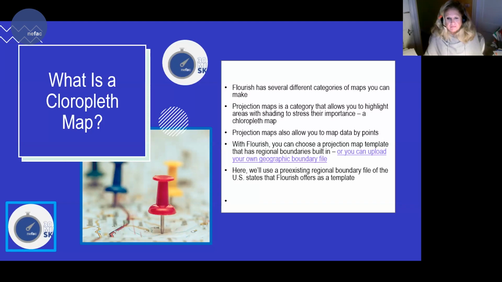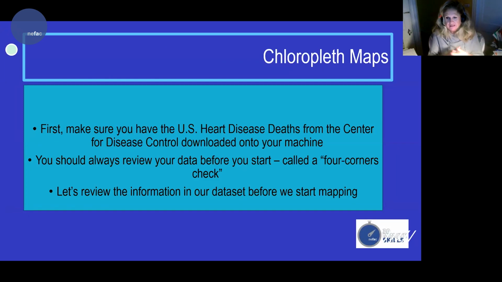A choropleth map is a map that's part of the projection map set of templates in Flourish, and it shades regions or geographic elements based on different data points. So you'll see when we make this heart disease data map, we're going to look at where the most deaths are occurring in the US states. So go ahead and open up that heart disease data set.